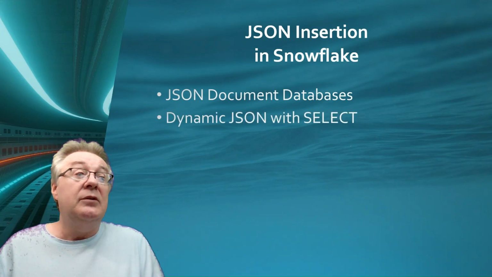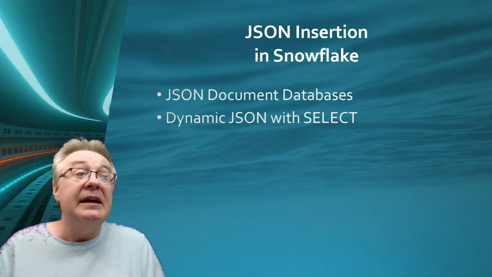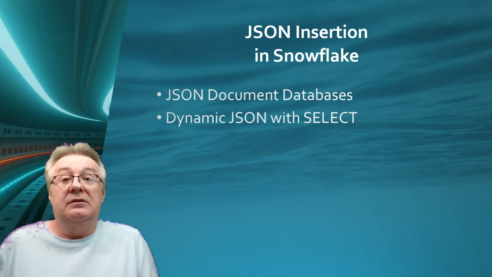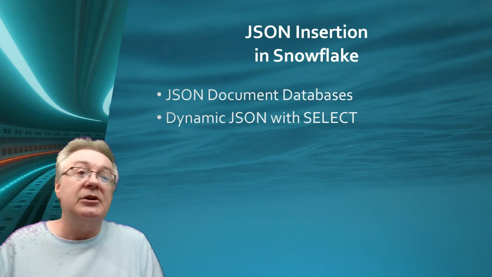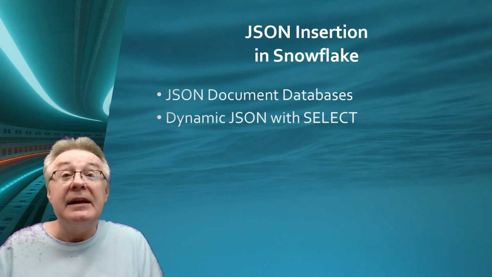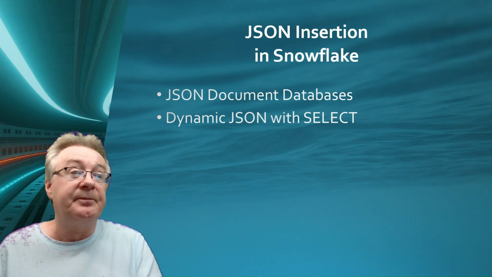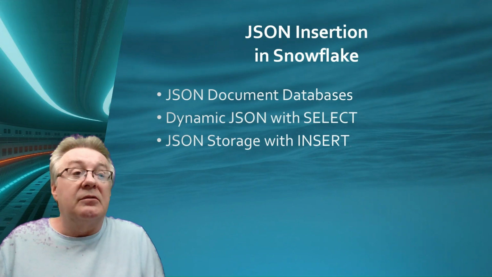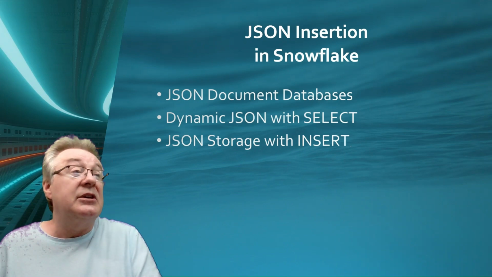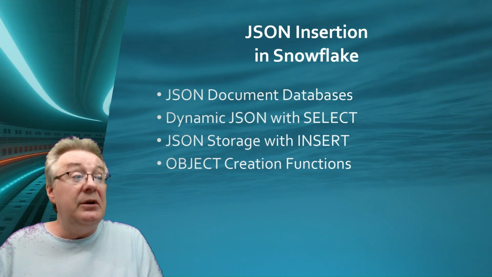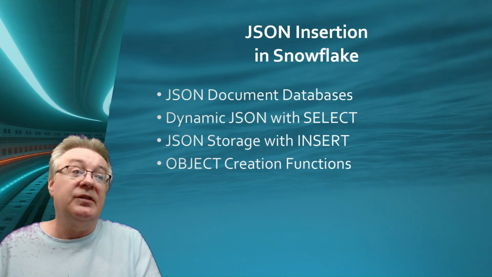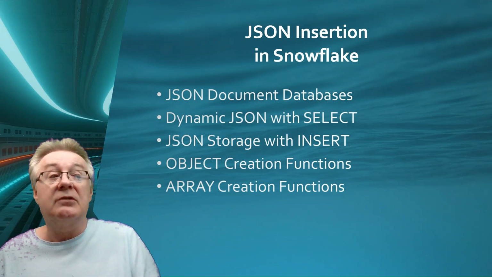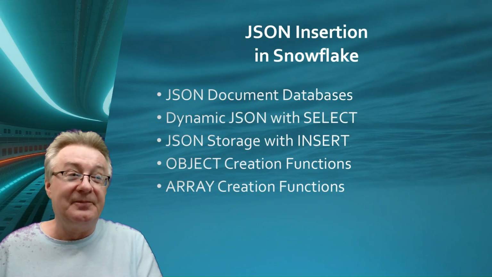You learn how to generate dynamic JSON with select. You'll see that basically a parse JSON will generate either an object or an array data type in Snowflake. We'll use insert, yes, to insert JSON data into relational tables. We'll learn about the object creation functions and array creation functions. Basically, you have an object construct, an array construct, but there is more.